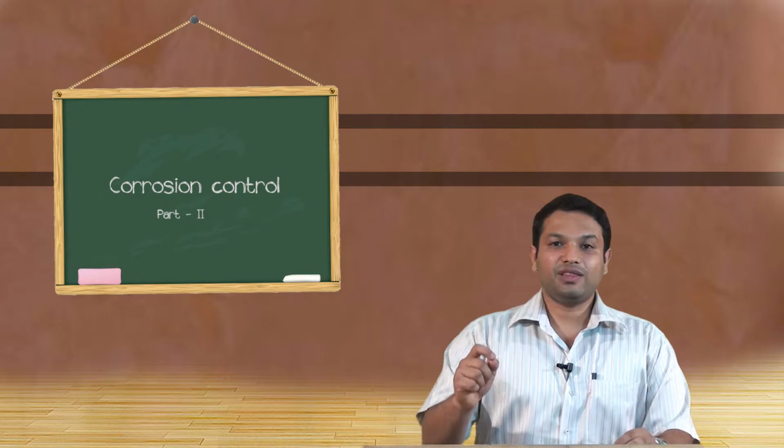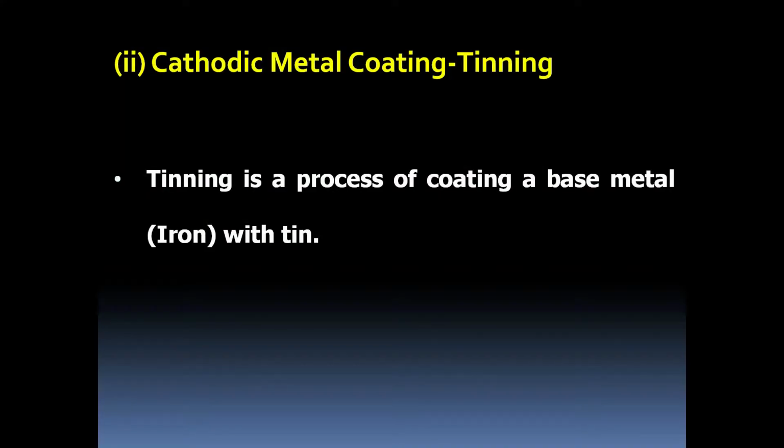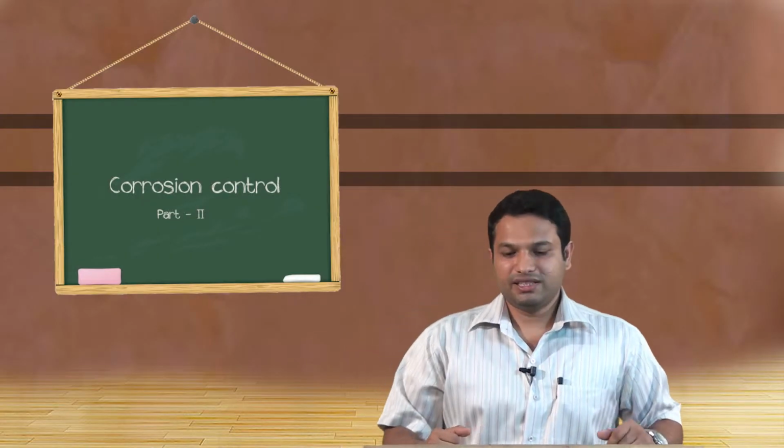Next is cathodic metal coating. Cathodic metal coating is one of the best methods. Why? Because now we are coating the material which has to be protected with a metal which has a high electrode potential, meaning it is inert to the atmosphere. So the metal below is protected. The method where we protect the material by adding a cathode material on it is called cathodic metal coating. It is also called tinning.